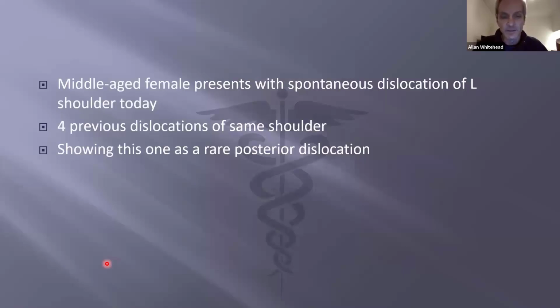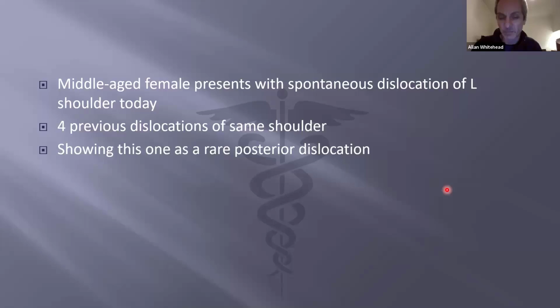This one is a slightly different case. I'm giving a couple of different examples now, apart from the classic common anterior dislocation on ultrasound. So this was a spontaneous dislocation, as we all know we can see those as well. Middle-aged female, left shoulder, and she'd actually had four previous dislocations of the same shoulder. She was doing something minor, and it just came out. So of course, not worried about a fracture at all.